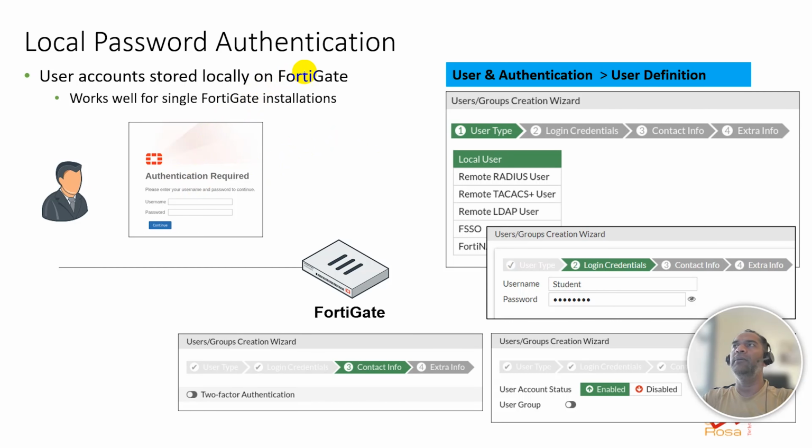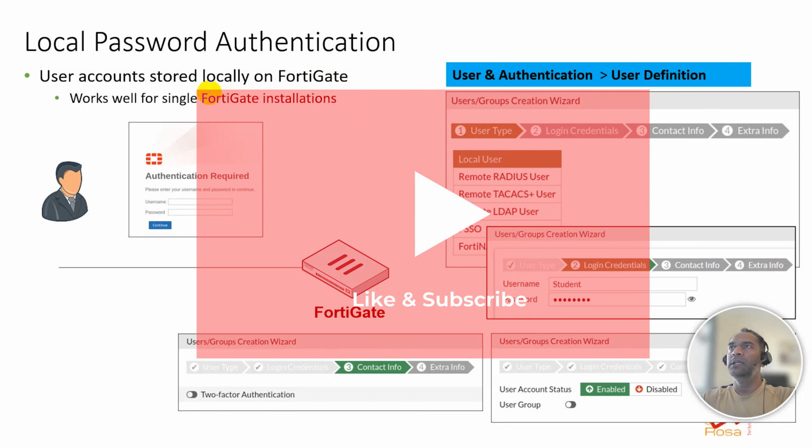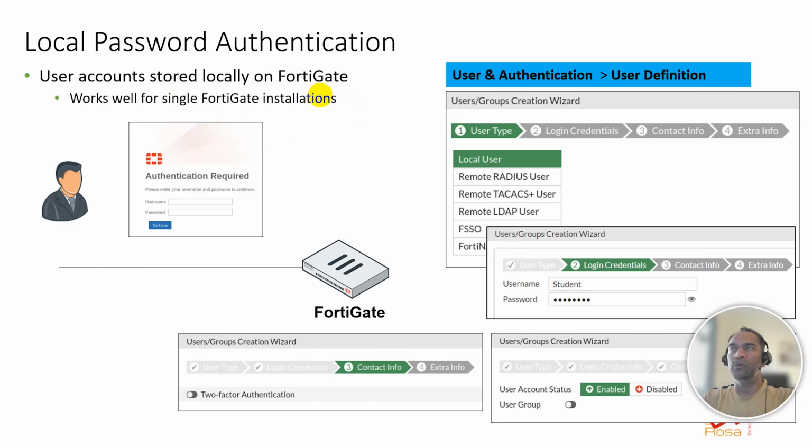Okay, now we have password authentication. User accounts stored locally on FortiGate. For this method, you create a user as a local user. So this is the first method we mentioned, the local user.